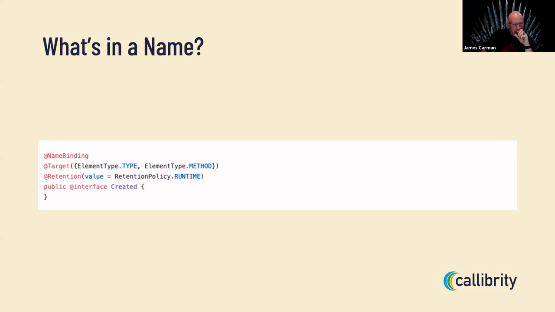The thing to pay attention to here is name binding. This is saying that this annotation, called created, is intended to be a name binding annotation. What that means is I'm going to put it on a method. That's why I have element type method. And that is going to bind this method with a particular extension that we're going to add to JAX-RS in the next slide.